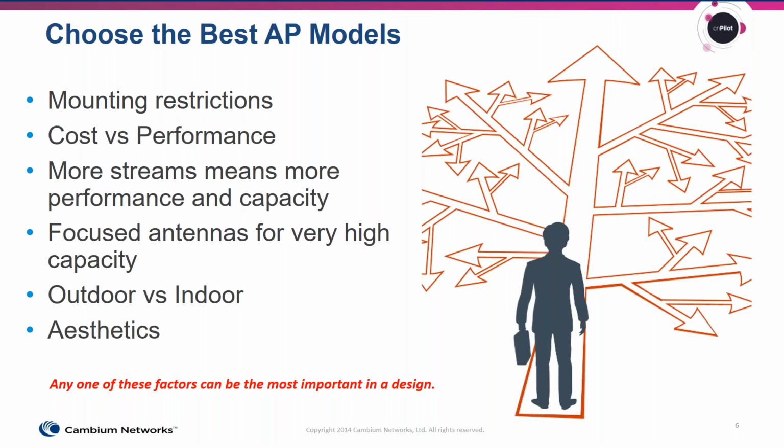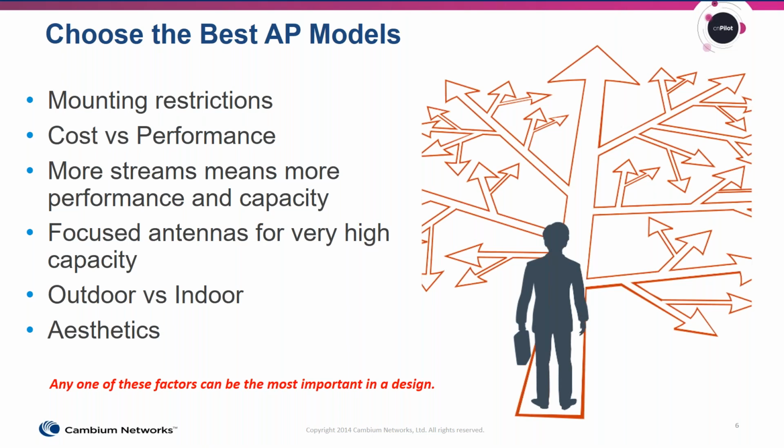Are you allowed to mount on the ceiling in a hotel, or does it have to be behind the credenza or under the desk or just not visible? So in that case, you may go from a ceiling mount AP to a wall plate AP. Is it aesthetics? Can you not use an AP that's large? Does it have to be small? Cost versus performance is always an issue. You may have the best design, but if the customer can't afford it, then it's really not worthwhile, is it?